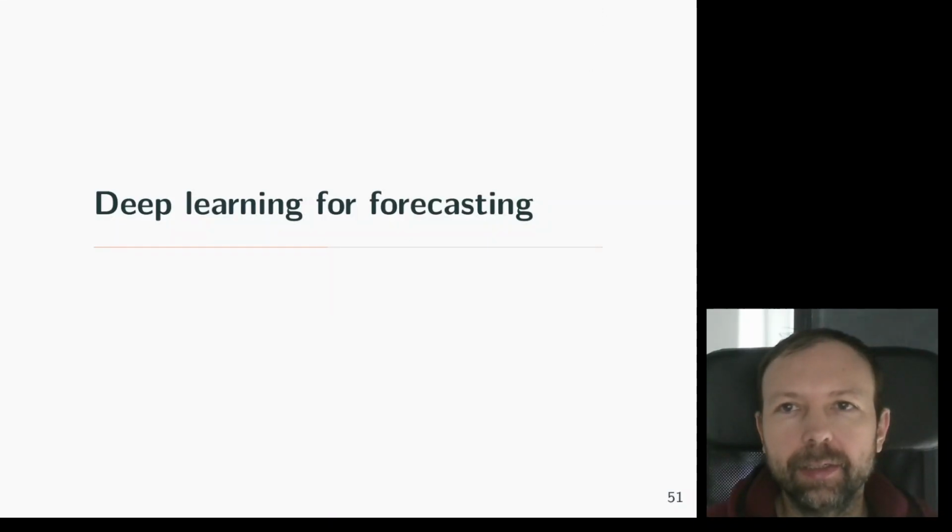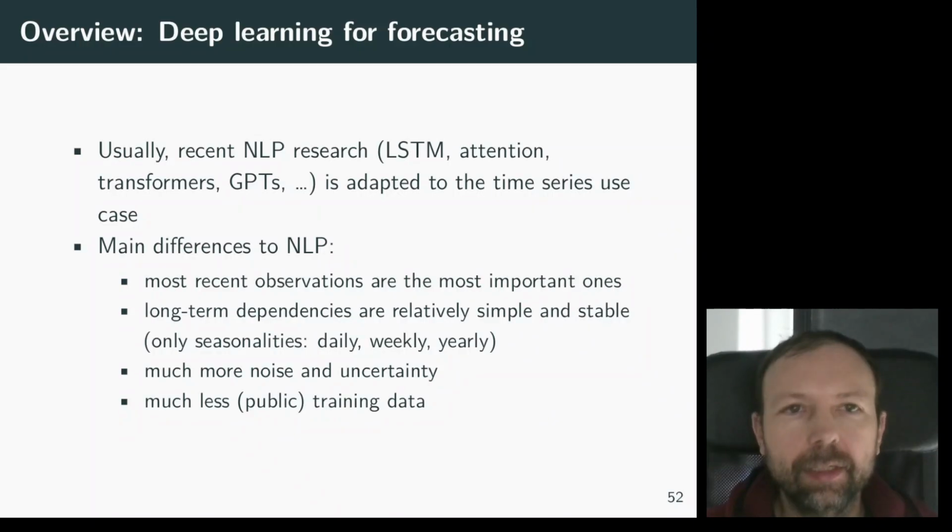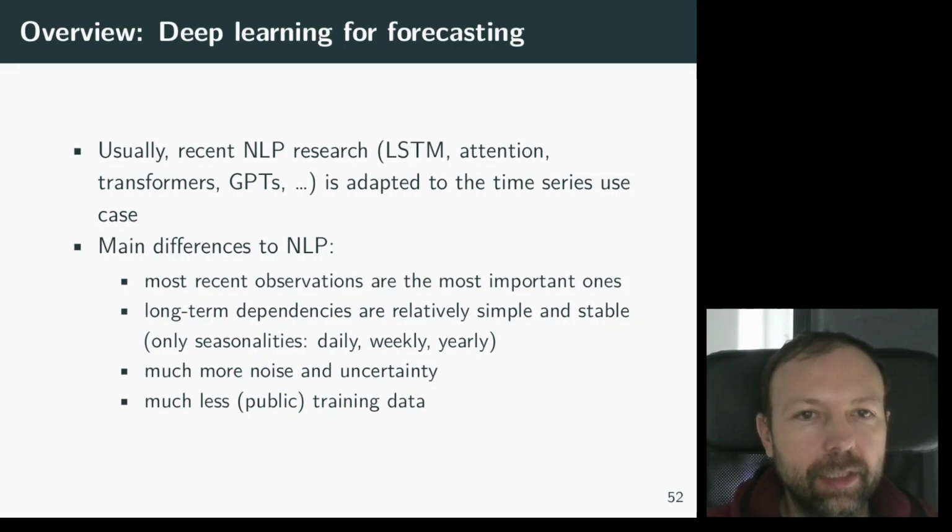The next section is deep learning for forecasting. So what we do in forecasting in the deep learning space is usually that we adapt the most recent NLP research, so natural language processing research, be it LSTMs, be it attention, be it transformers, be it pre-trained transformers, GPTs. We adapt that to the time series use case. And then the question is, well, what are the main differences to NLP?